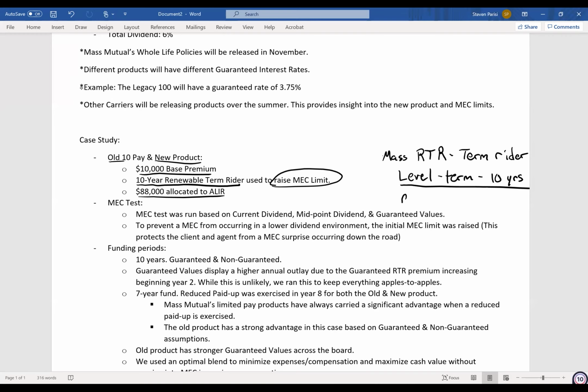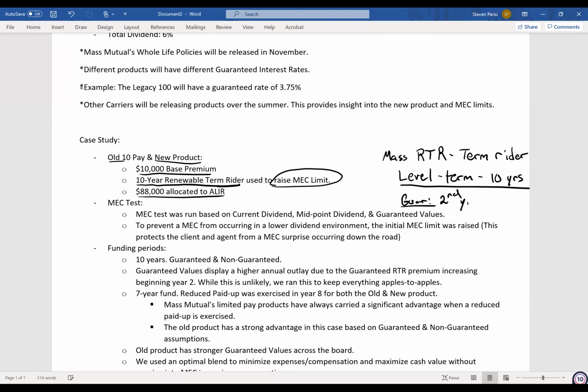But if we were to look at the guarantees, MassMutual does have a provision with that term insurance rider to raise the cost of it, as it can still function as an annual renewable term rider. They can raise the expense of the term rider beginning the second year.